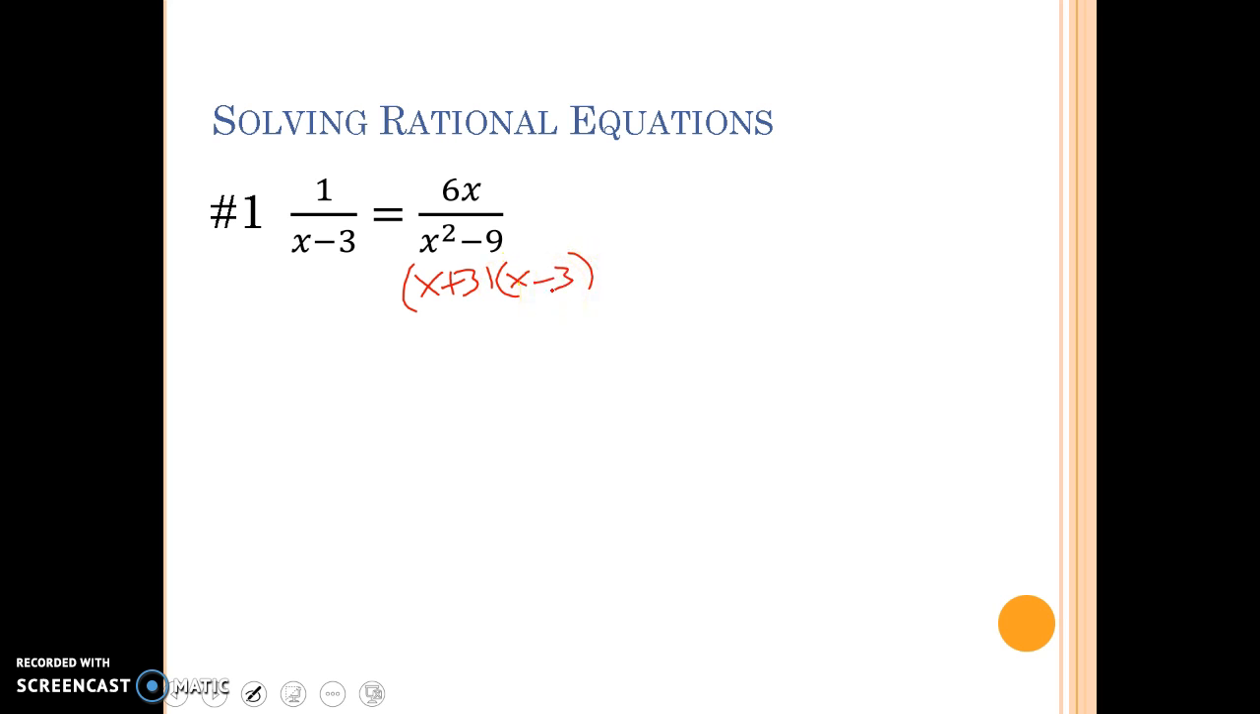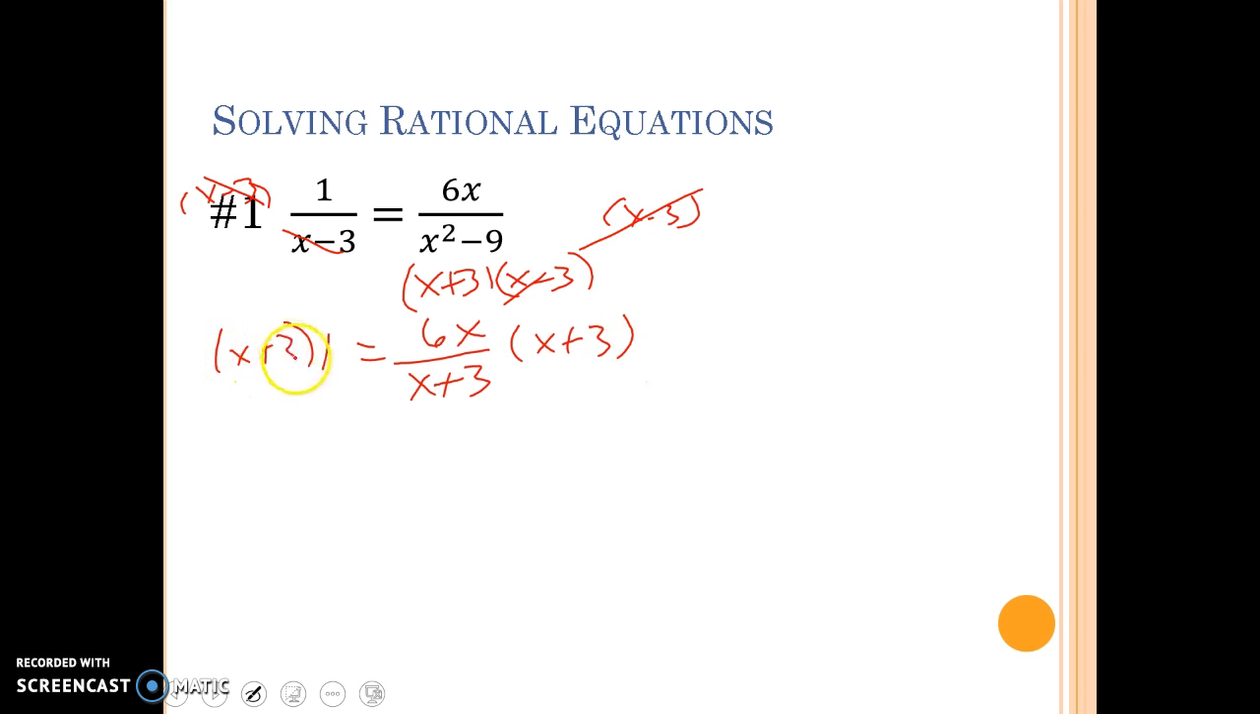And so if I were to multiply both sides by x minus 3, if I multiply this side by x minus 3, these cancel. If I multiply this side by x minus 3, then these cancel. And so really this is the same thing as having 1 over 6x over x plus 3, because the x minus 3's will both cancel each other out. Well, then I can multiply both sides by x plus 3, and if I multiply the left-hand side by x plus 3, I'll just have x plus 3 equals, here the x plus 3's will cancel, so it'll be equal to 6x.